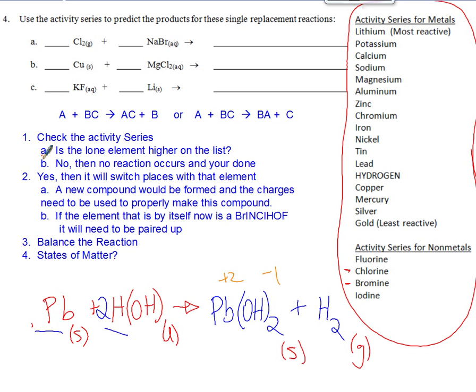So the lone element is higher on the list. So we're going to make the new compound. We're going to put sodium and chlorine together, and then bromine is by itself. So we switch the places. Is the new compound formed? We have to use the charges. Sodium is a +1. Chlorine is a -1. So that's correct.